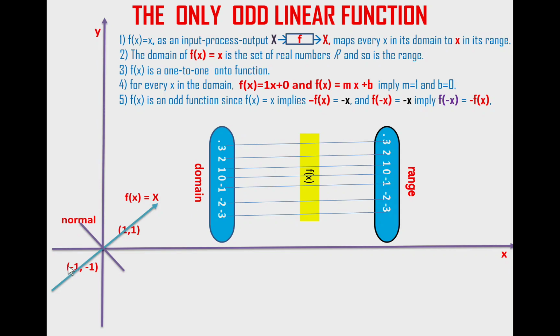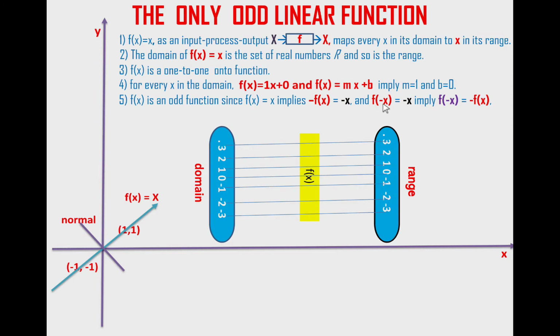So if we look at f of minus 1 equal to minus 1, f of minus 2 equal to minus 2, f of minus x equal to minus x, f of anything is equal to that thing. If that thing is positive, it will be positive. If that thing is negative, it will be negative. So f of minus x is equal to minus x.